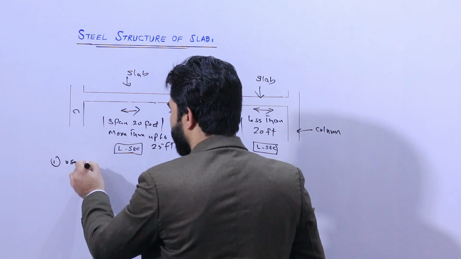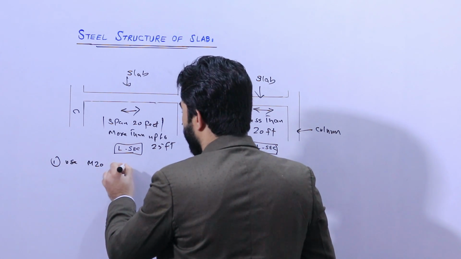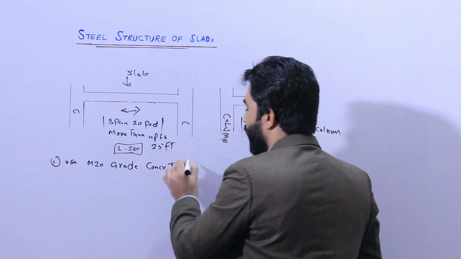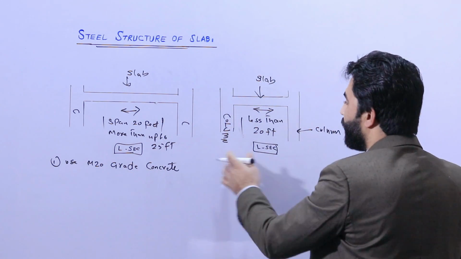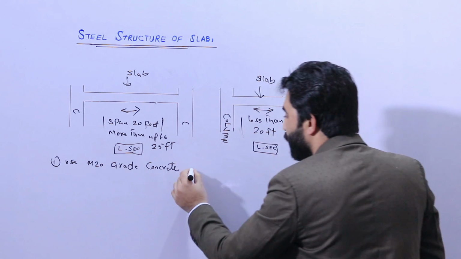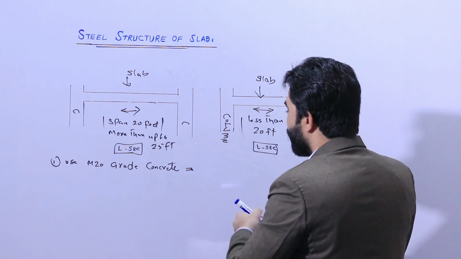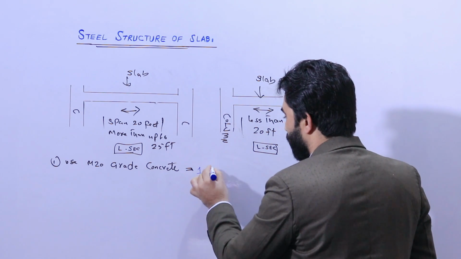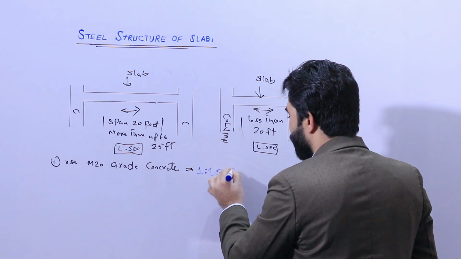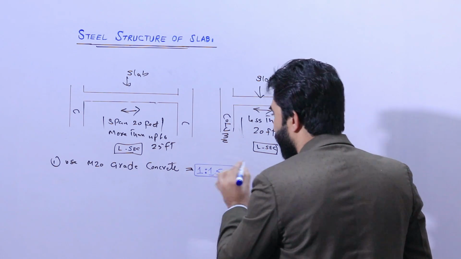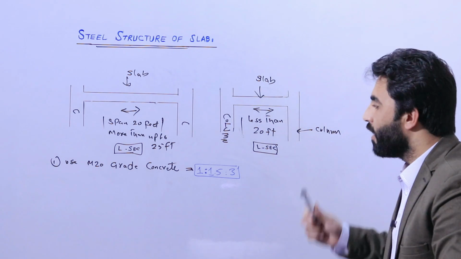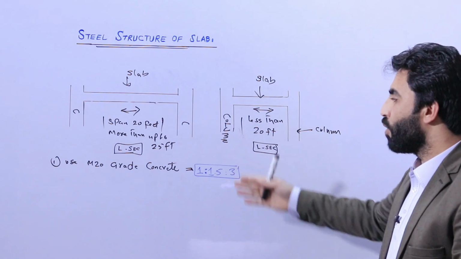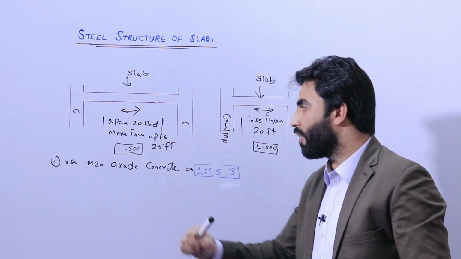Use M20 grade concrete, whether the span is less than 20 feet or more than 20 feet. Use M20 grade concrete, whose ratio you know very well, maybe I have discussed it in many videos: 1:1.5:3. So use this ratio for M20 grade concrete, which is the standard especially for normal residential buildings, not commercial buildings. For commercial buildings we can increase the grade of concrete.